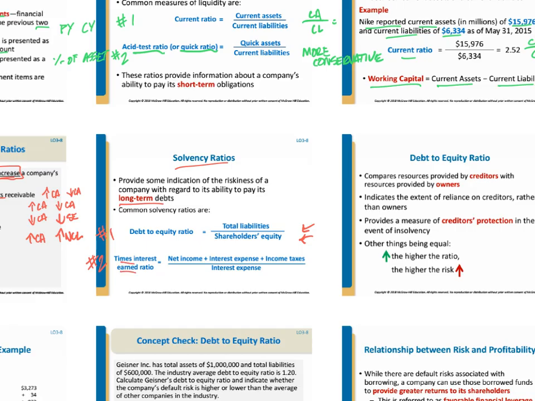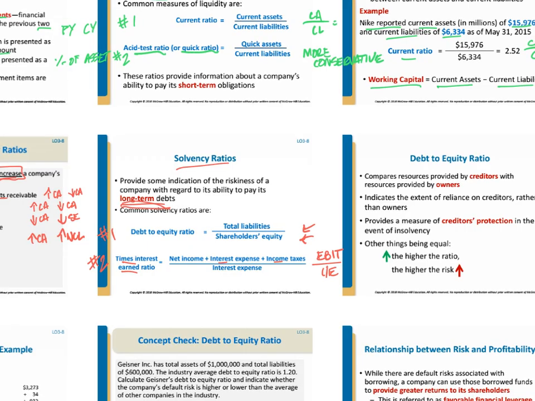The times interest earned ratio takes net income and adds back interest expense and income taxes. Depending on the type of multi-step income statement that you're looking at, we often refer to this subtotal simply as EBIT, which is earnings before interest and taxes, and then divide by interest expense. Essentially, what this ratio is designed to convey is the number of times that a company could cover its interest expense. And that would give an indication of whether or not the company could take on additional debt. Again, it tries to give an indication of whether or not they're likely to pay their long-term debt.